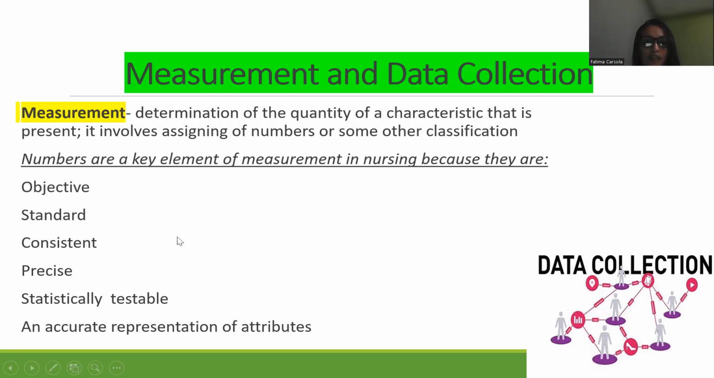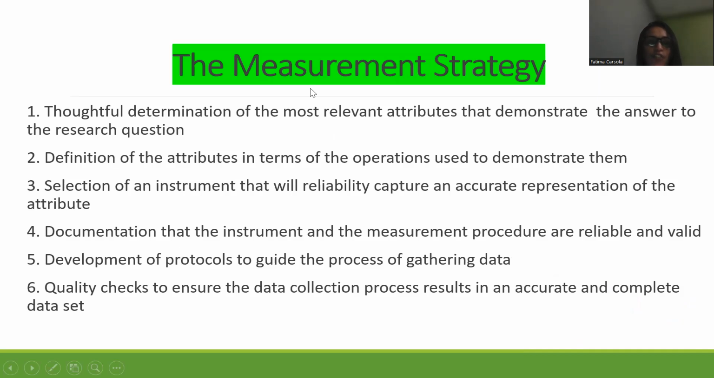Okay, we have here the measurement strategy. So it should be a thoughtful determination of the most relevant attributes that demonstrate the answer to the research question. The actual measure of an attribute is only one part of a measurement strategy, and the complete measurement strategy is critical, of course, to the design of a valid research study. When we say valid research study, it is done with consistency. So both time and energy should be applied to planning and execution of this one.